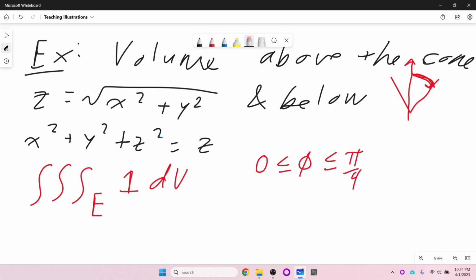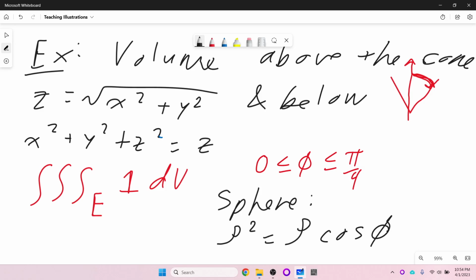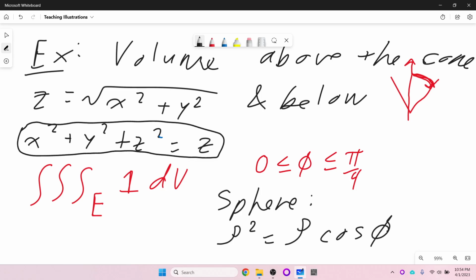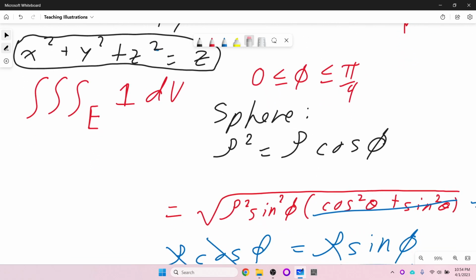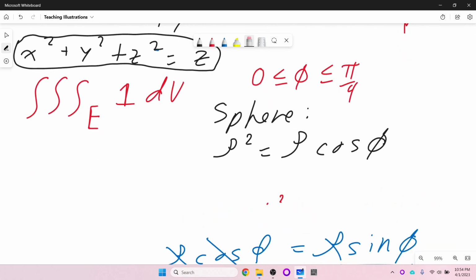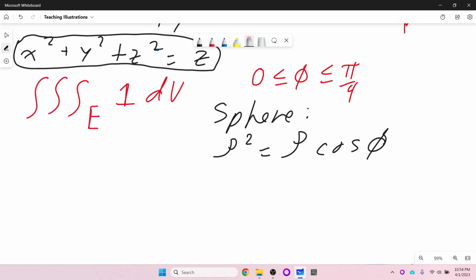Okay, what about the other piece? Well, the other piece was the sphere, rho squared equals rho cosine of phi. I just took this equation here and made our substitution. The left side is rho squared, the right side is rho cosine phi. Again, we can divide out the rho, so we'll get rho equals cosine of phi.